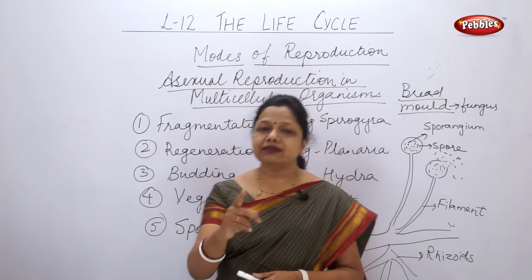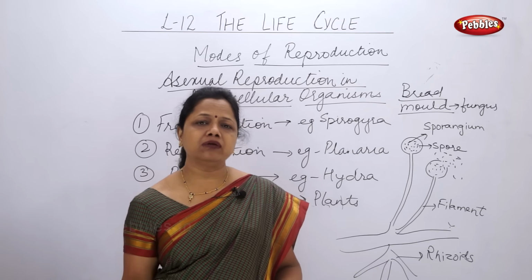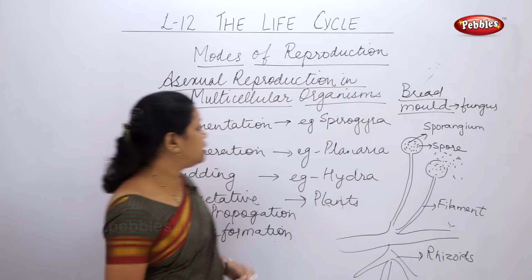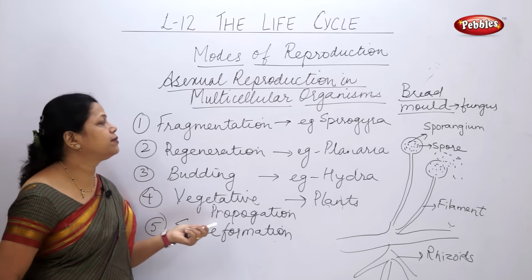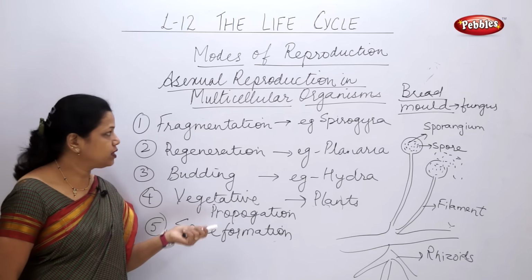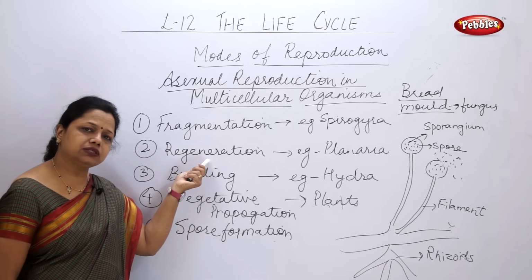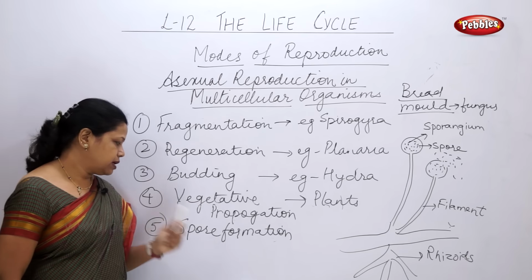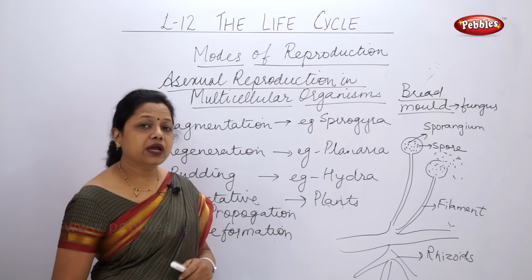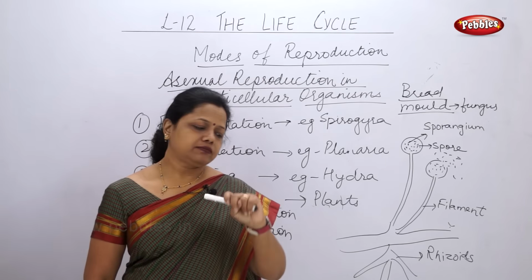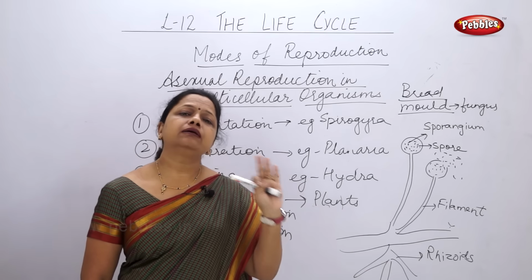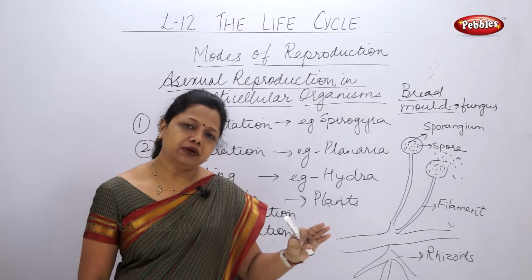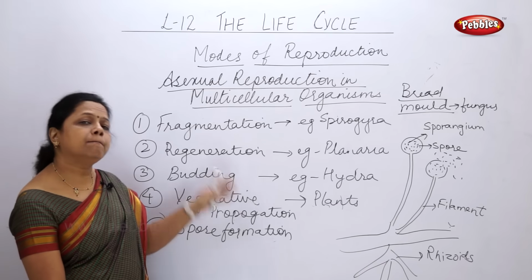This is a type of asexual reproduction where no two parents are involved, only one parent was involved, and these 5 types are the various modes in multicellular organisms. First was fragmentation, second was regeneration, third was budding, fourth was vegetative propagation, and fifth was spore formation. These are the various types which are seen in multicellular organisms. And in unicellular organisms, we saw binary fission, multiple fission, and budding. These were the 3 modes of asexual reproduction in unicellular organisms, and these are the modes of reproduction in multicellular organisms.